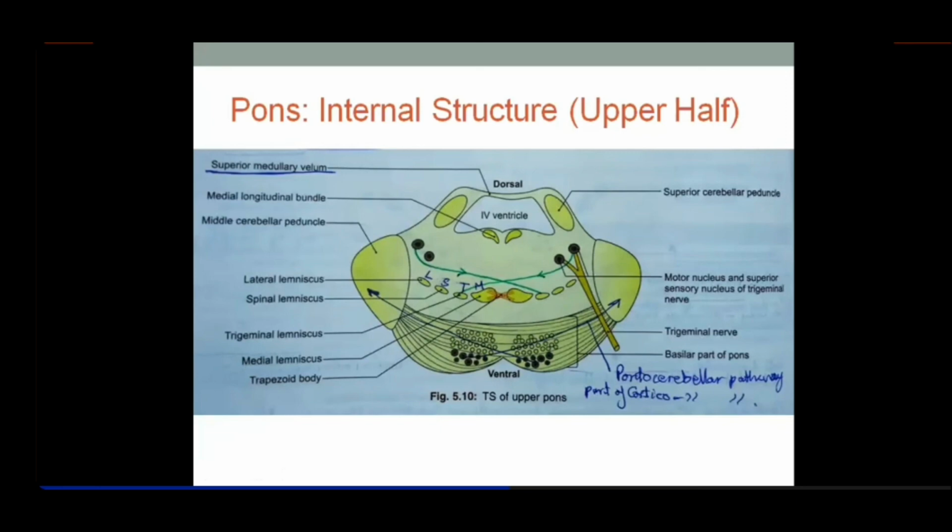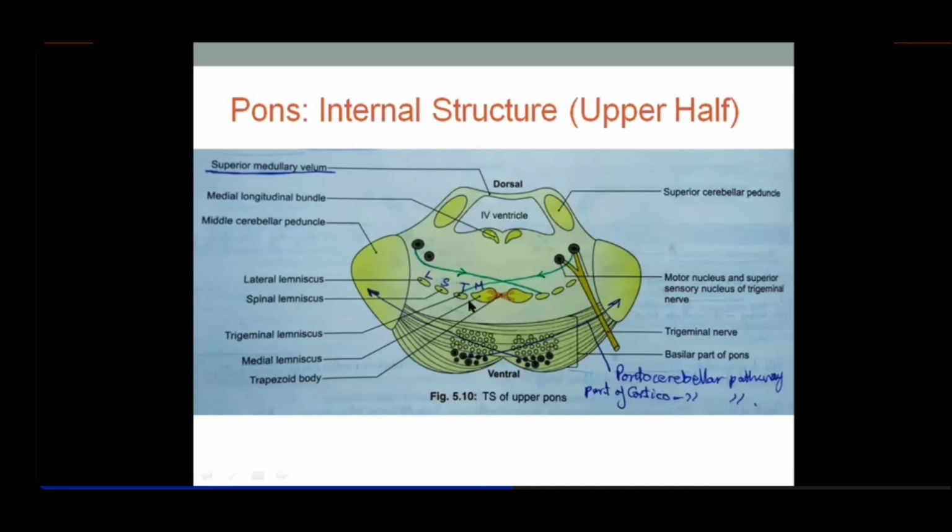They form the trapezoid body or the corpus trapezoideum, and even they have some nuclei here, so some of the fibers relay here also. So this is the midline thing. Then you have the transversely placed medial lemniscus. I told you this is an ascending pathway of proprioceptive sensations. This is made by fasciculus fibers from the nucleus cuneatus, nucleus gracilis, and the anterior spinothalamic tract.